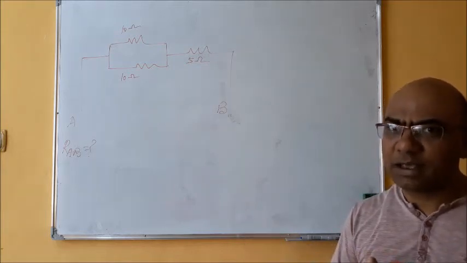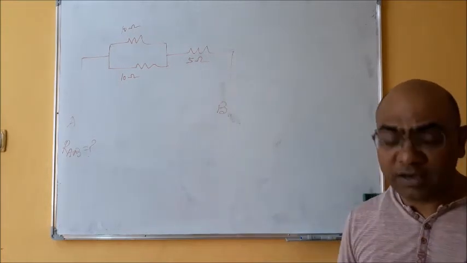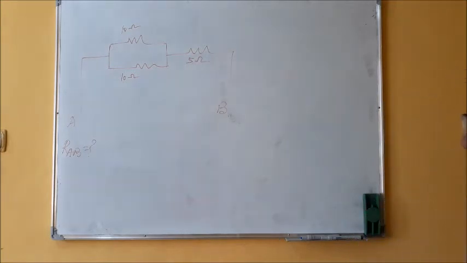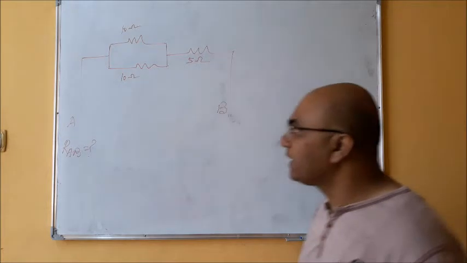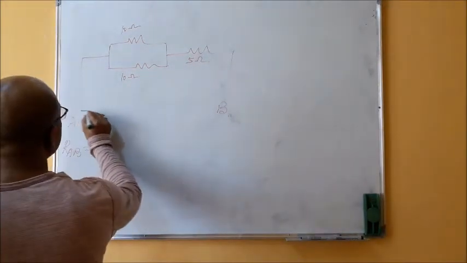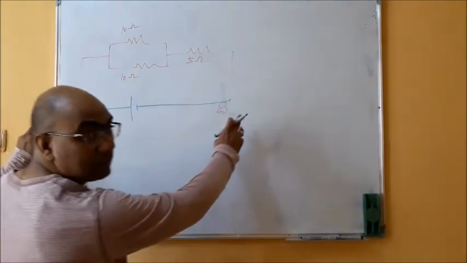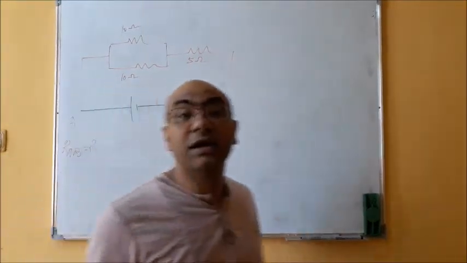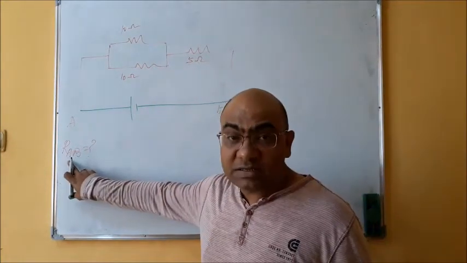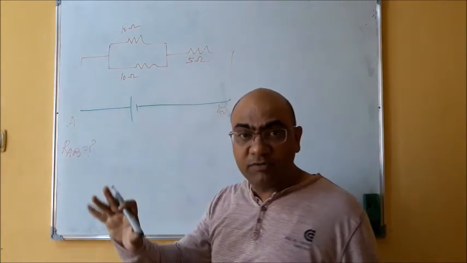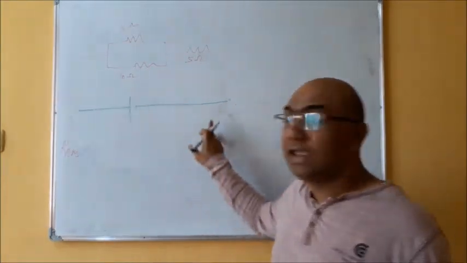Otherwise, it can be applied to any kind of problem for getting the value of RAB. So how can we do this? Simply, in this method, we connect a voltage source between the points where we have to find the equivalent resistance. Since we have to find the equivalent resistance between A and B, we will simply connect a voltage source between the points A and B.